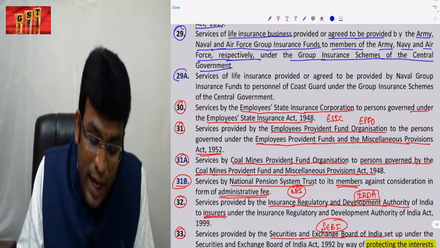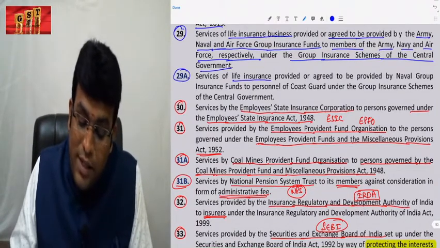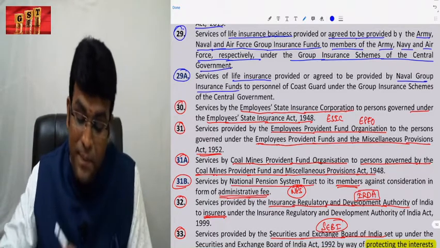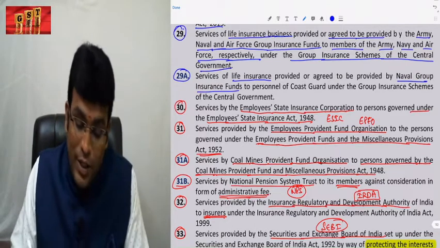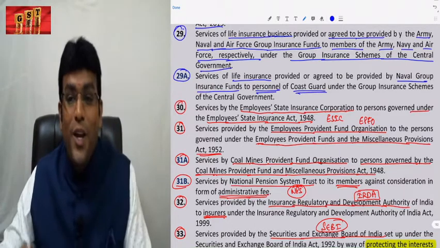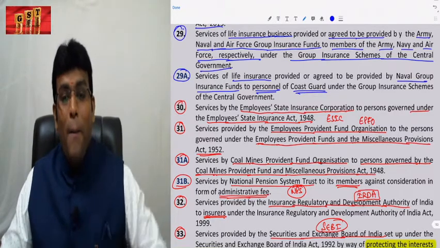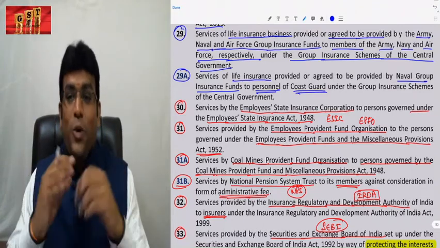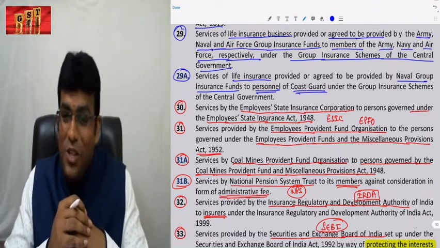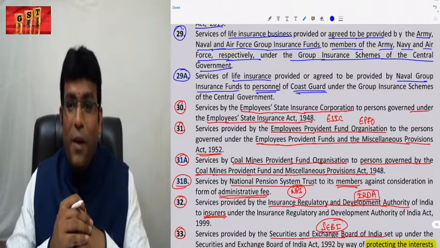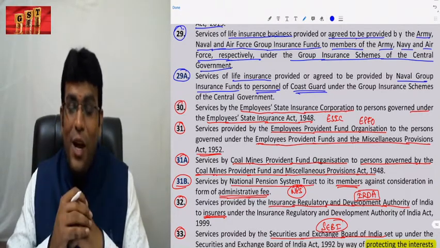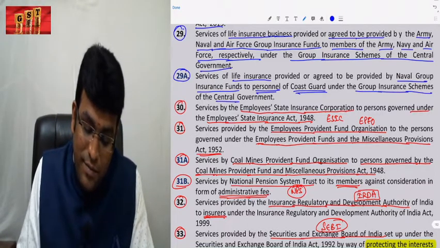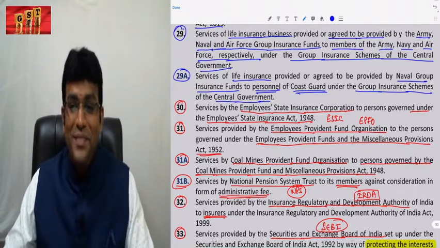Then 29A, my dear friends: service of life insurance provided or agreed to be provided by Naval Group Insurance Funds to personnel of Coast Guards, who stand at the coastal areas where people from other countries can enter into our country. Clear, friends? Service of what? Life insurance provided or agreed to be provided by Naval Group Insurance Funds to personnel of Coast Guard under group insurance scheme of central government. That is also exempt. Done, my dear friends.